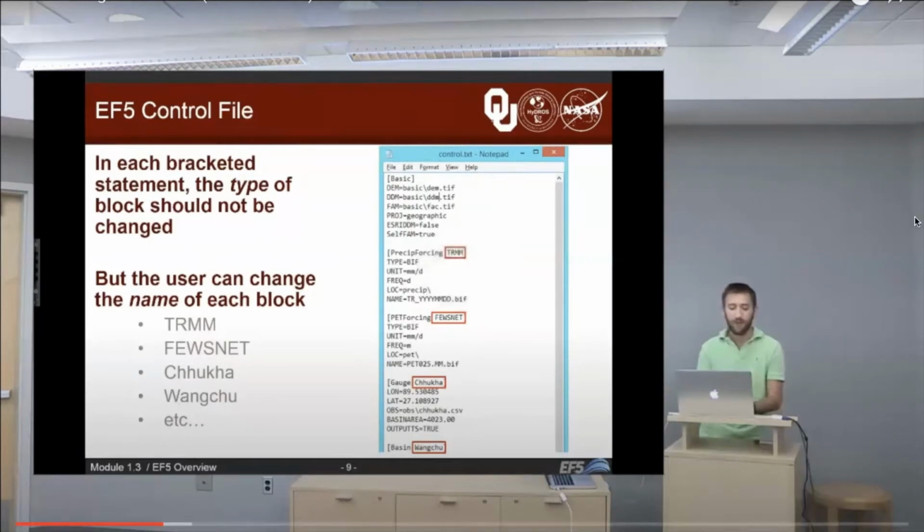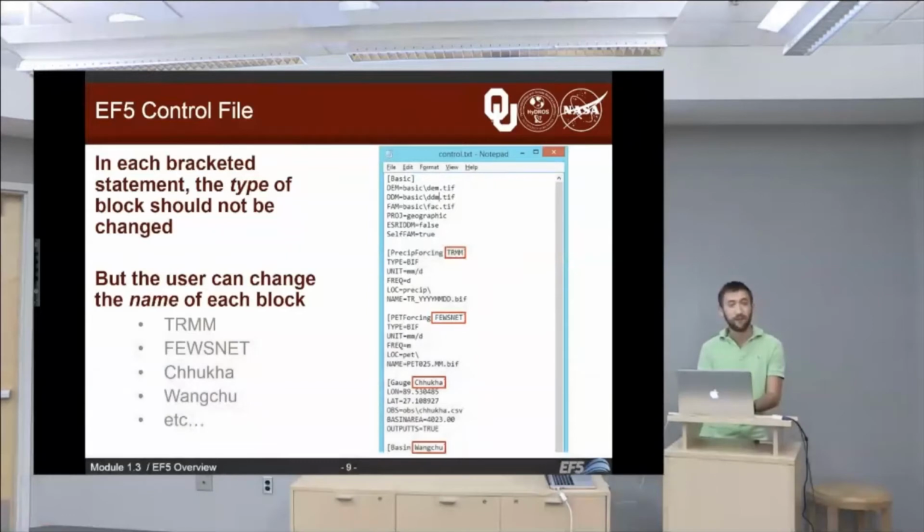The other names of the blocks on this particular page, the PET forcing is called FuseNet, the gauge is called Chukka, and the basin is called Wingchu. So that gives you an idea of how the blocks are named and what the structure of the control file is.